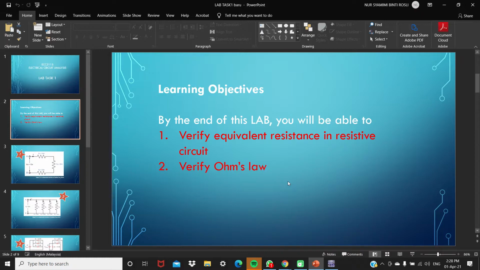How do we measure the equivalent resistance for the first circuit? We add all the values. Okay, you add all the values if you were to do it manually. But if we were to use this Multisim to measure the equivalent resistance, how do we measure it, or where do we measure it? Okay, go back to the Multisim.